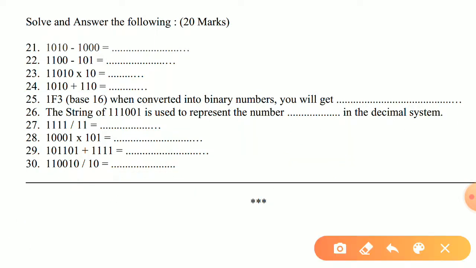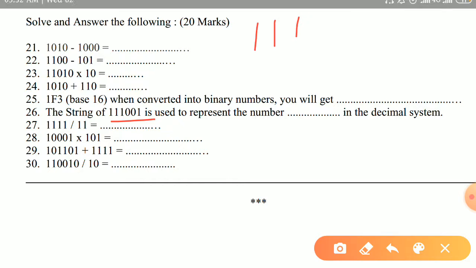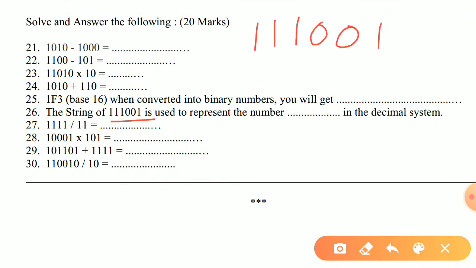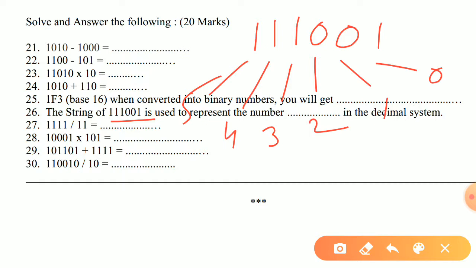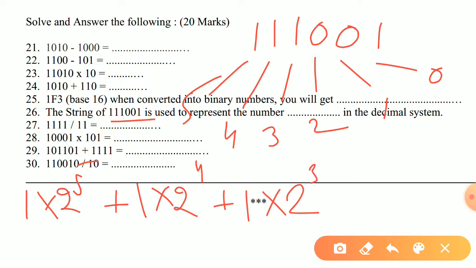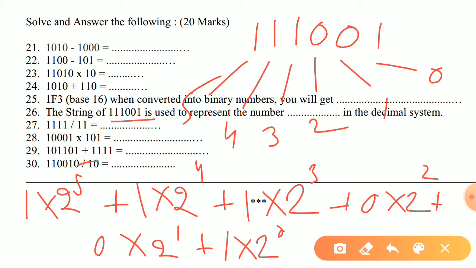Now for the 26th one, you have to represent this string as a decimal number. Now again write down this string, 111001. Count it from the right hand side, 0 1 2 3 4 and 5. Now write down the power of 2. 1 into 2 to the power 5 plus 1 into 2 to the power 4 plus 1 into 2 to the power 3 plus 0 into 2 to the power 2 plus 0 into 2 to the power 1 plus 1 into 2 to the power 0. This was our expression.